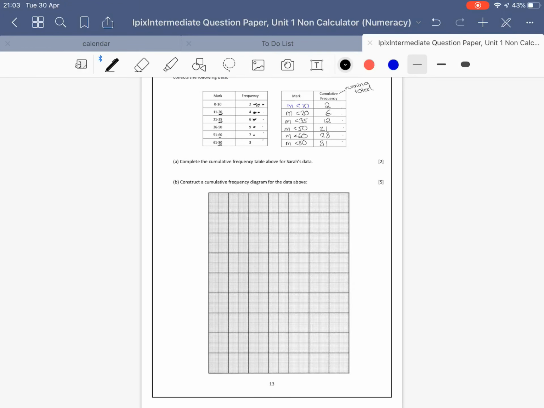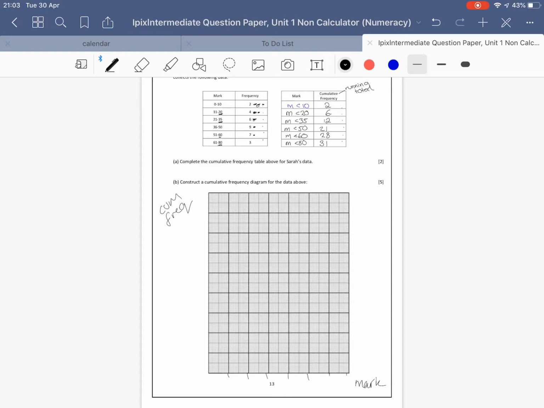You want the marks going along the bottom, and then the cumulative frequency on the side. So the cumulative frequency is always on the side, and the marks are going to go along the bottom. Now the marks are in 80.